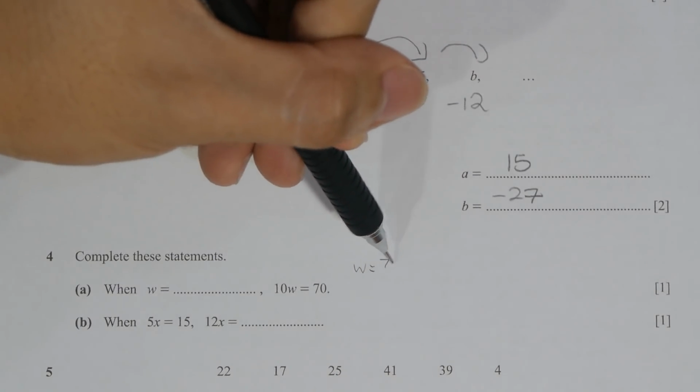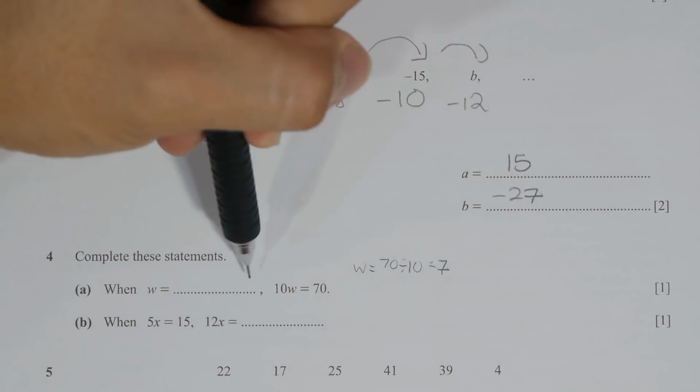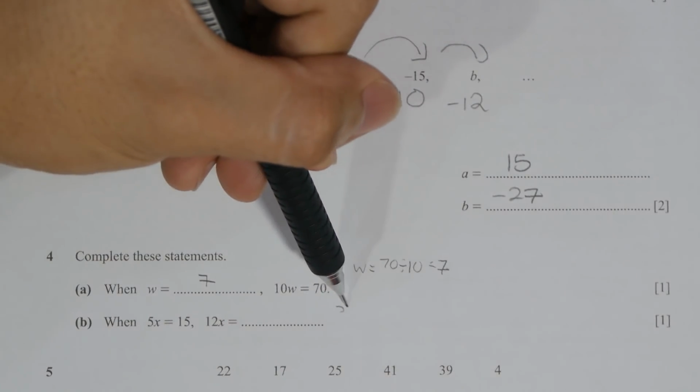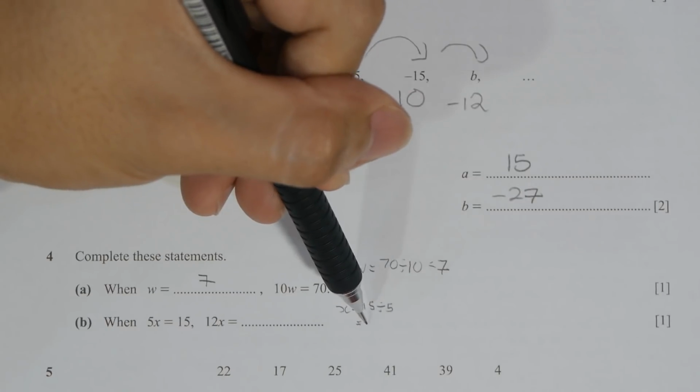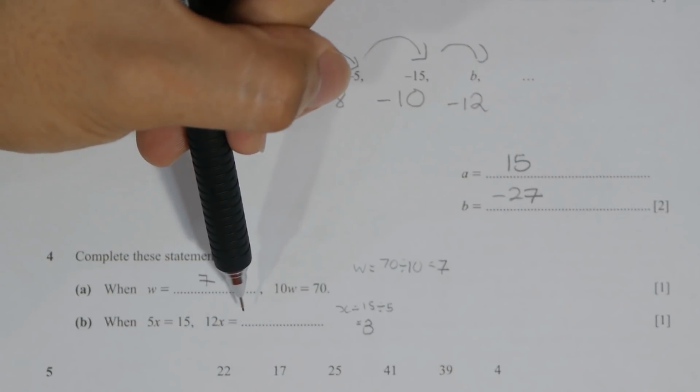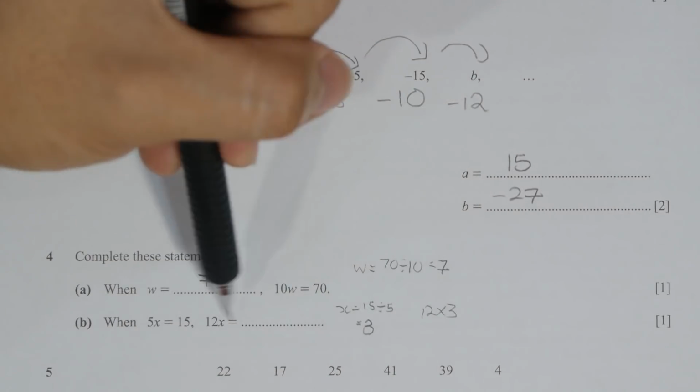For A, the answer will actually be 7 because all you need to do is take 70 divided by 10. Whereas for part B, first you need to find the x value, then multiply it by 12. So the end result will actually be 36.